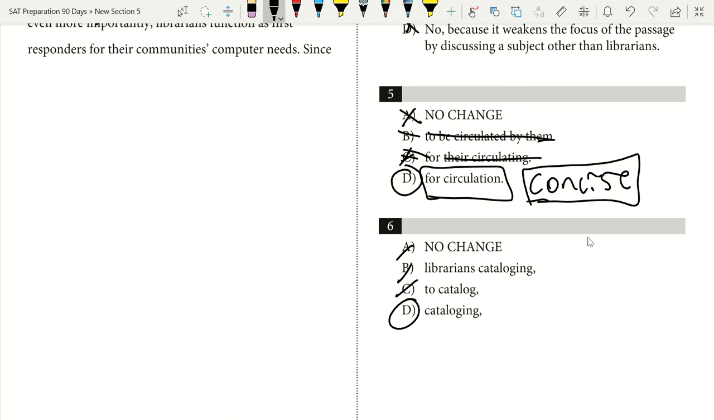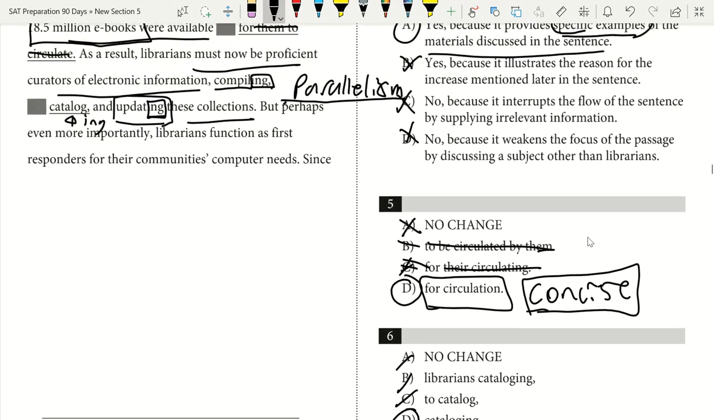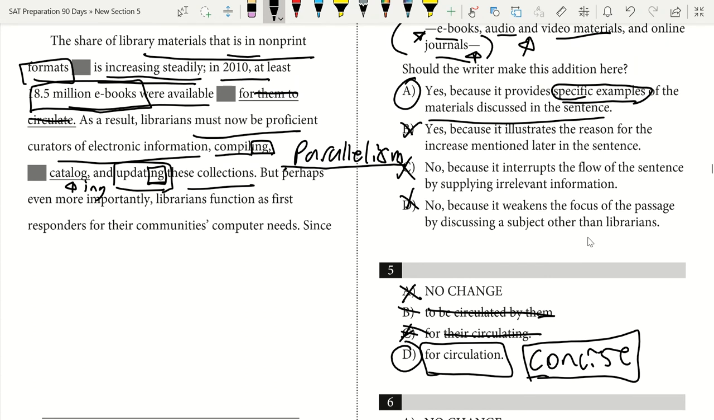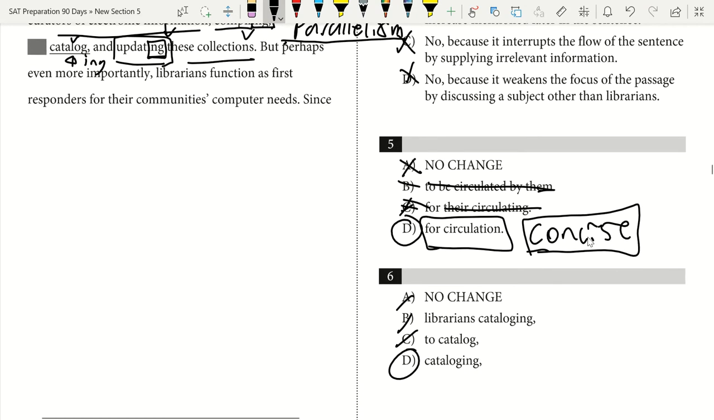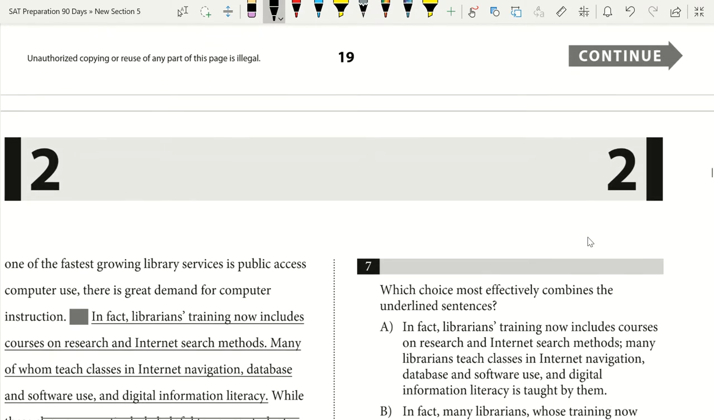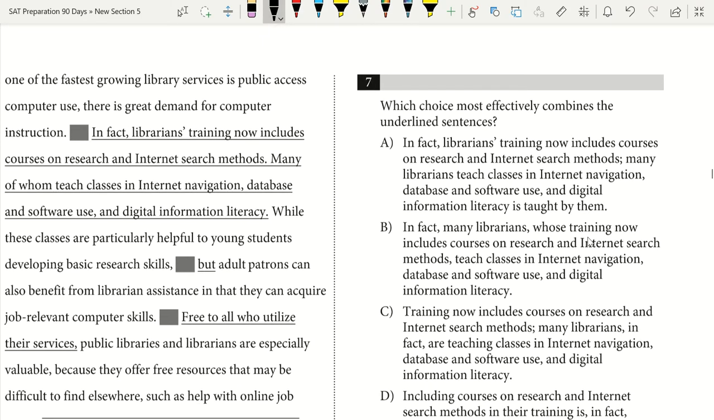So that one right there is really just a parallelism question, making sure you identify you need parallel verbs there. Verb, verb, verb, we need to have the same endings, maintaining that tense. All right, but perhaps even more importantly, librarians function as first responders for their community's computer needs. Since one of the fastest growing library services is public access computer use, there is great demand for computer instruction.